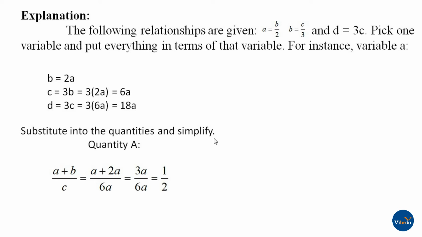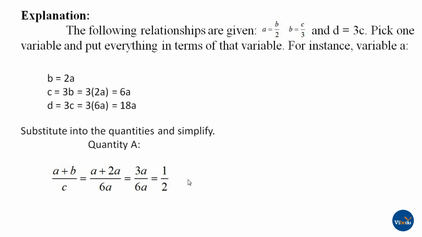Then first we will check quantity A. Quantity A is a plus b divided by c. Here a is just a, plus b, which is 2a, divided by c, which is 6a. So a plus 2a is 3a divided by 6a, and simplifying, a cancels, and 3 by 6 is 1 by 2.